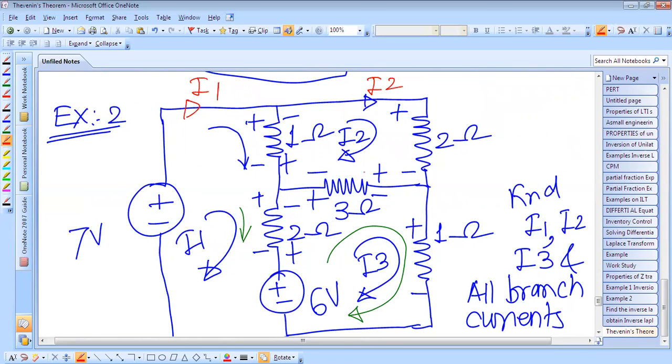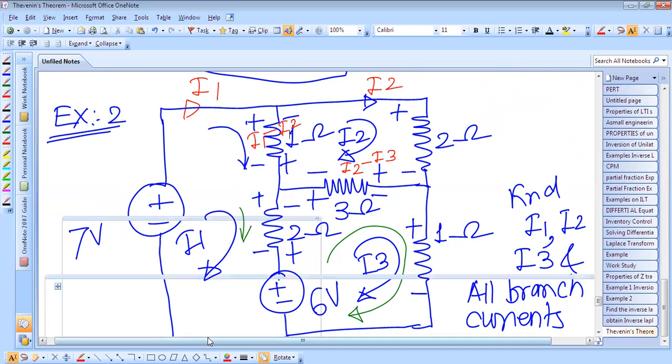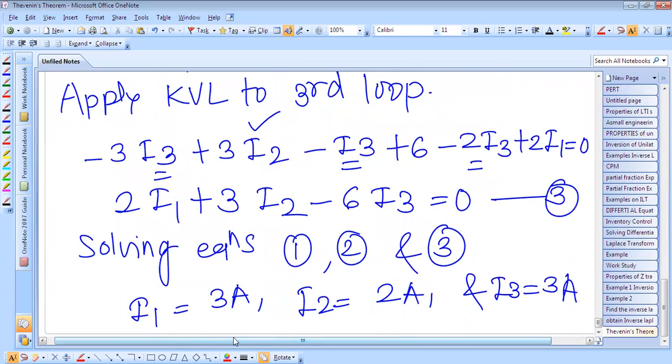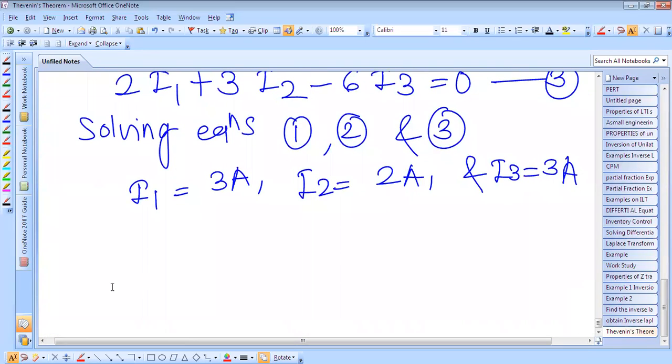And what is the current here? It is the difference of these two currents, that is I2 minus I3, like this. Here it is also I1 minus I2. Like this, we have to find the current. So I1 is here.